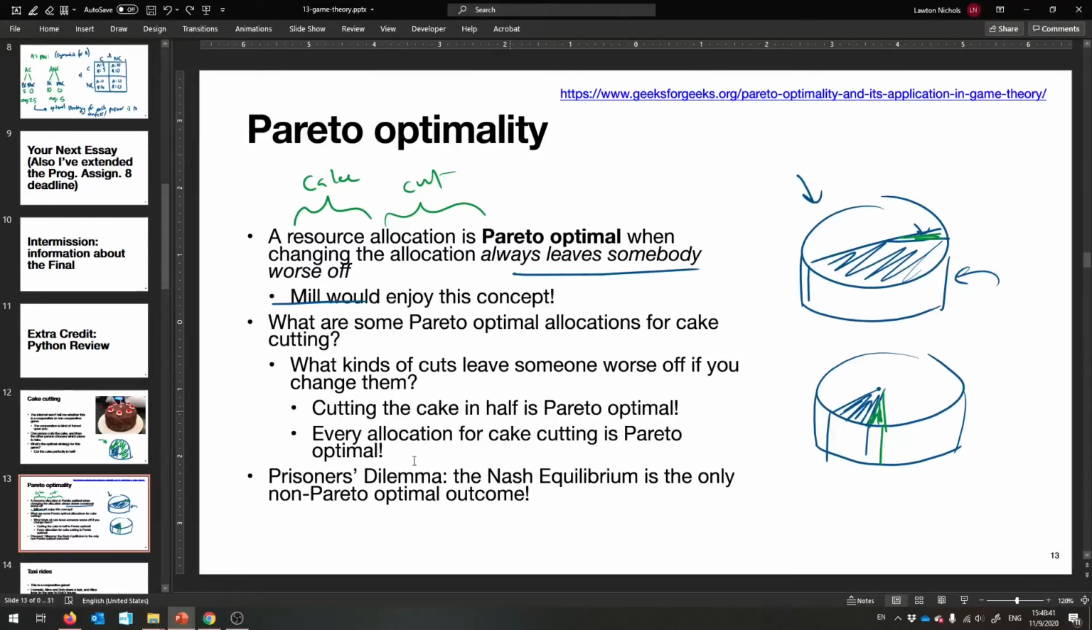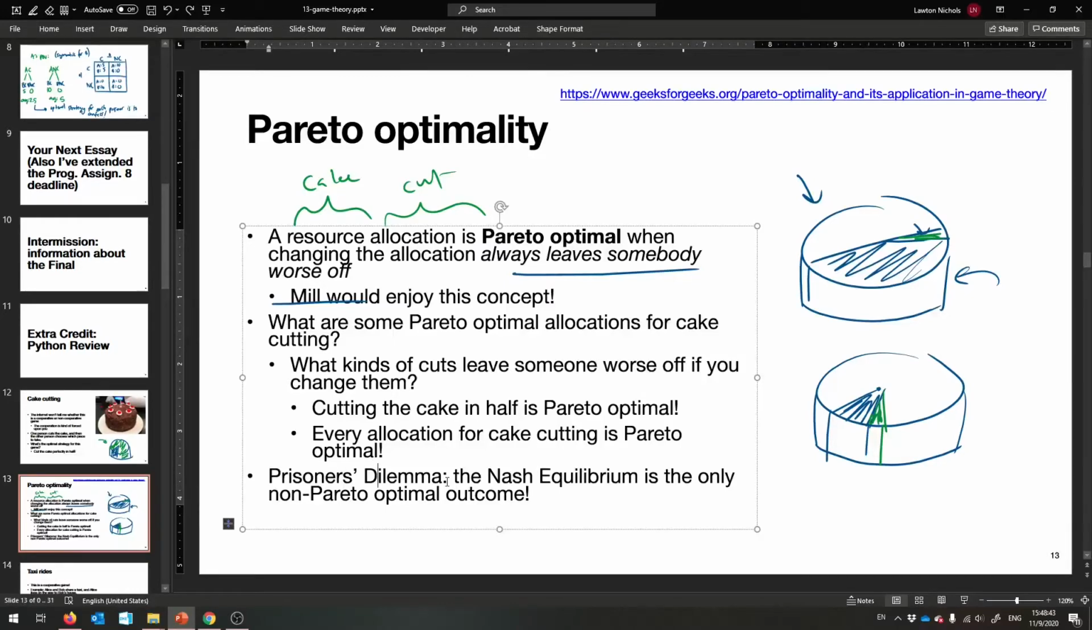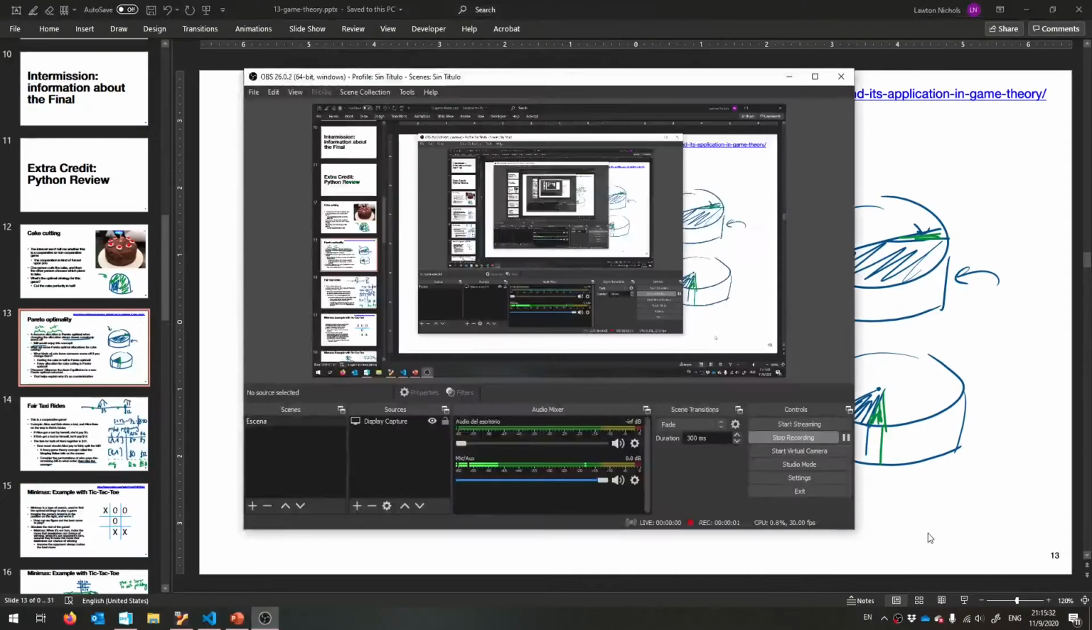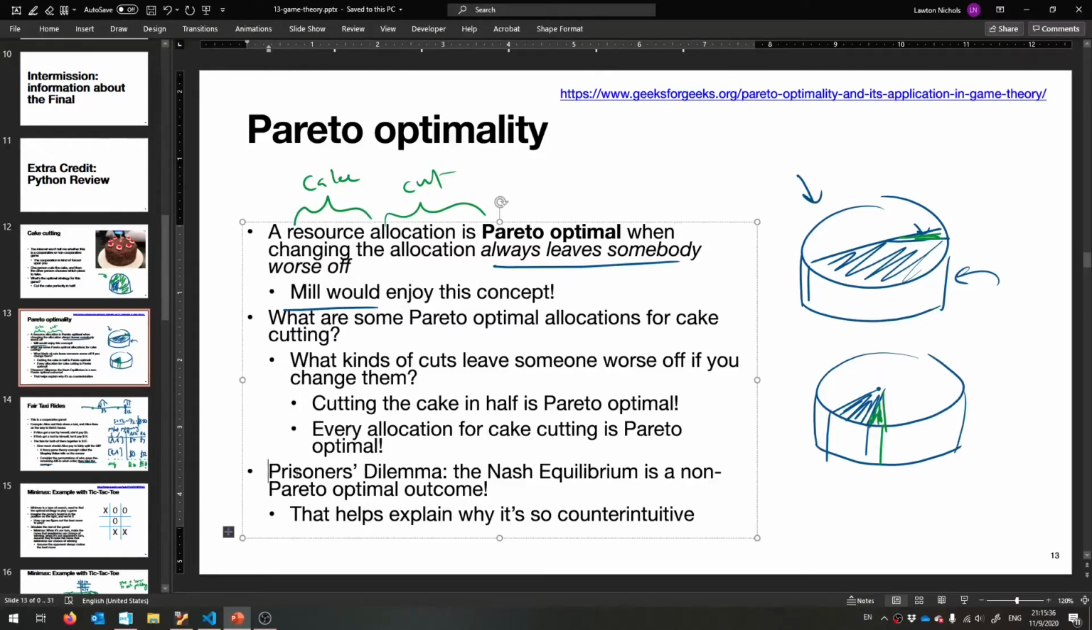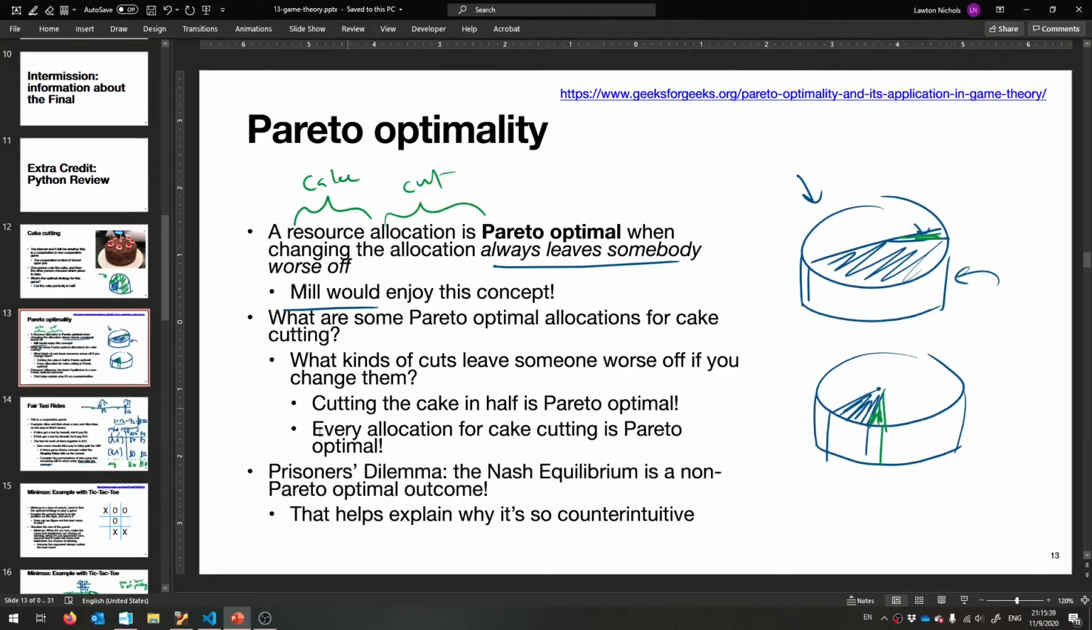And actually, an even weirder case goes back to the prisoner's dilemma. Oops, sorry for the weird edit here. I had a small mistake in my write-up here, but I want to explain Pareto Optimality from the point of view of the prisoner's dilemma problem now.